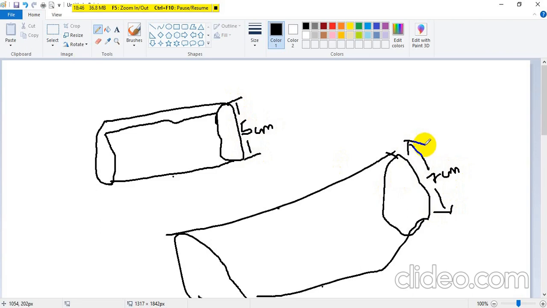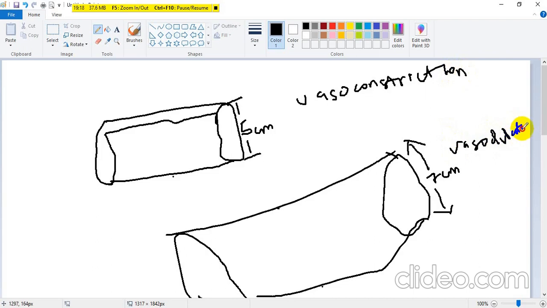The opposite of vasodilation is vasoconstriction. You can see this blood vessel is constricted, that is vasoconstriction. Vaso means blood vessel, so vasoconstriction is constriction of the blood vessel, and this is vasodilation. Okay, so let's go back to our view.